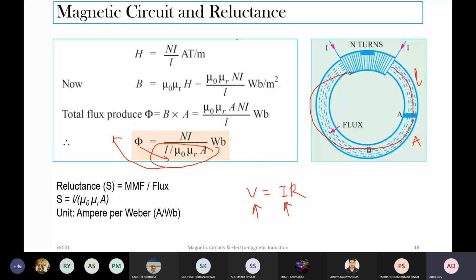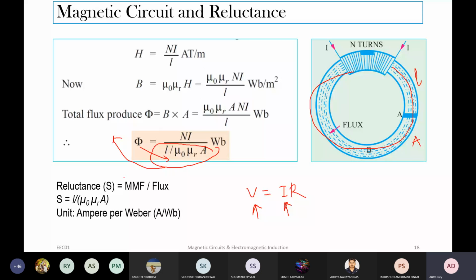So that is the relation, the analogy between the magnetic circuit and the electric circuit. And there we have resistance into current will give you the voltage. Similarly, reluctance into flux will give you the total mmf. So resistance is equal to rho L divided by A, where L is the length of the wire or length of the resistance, A is the cross-sectional area, rho is the resistivity.